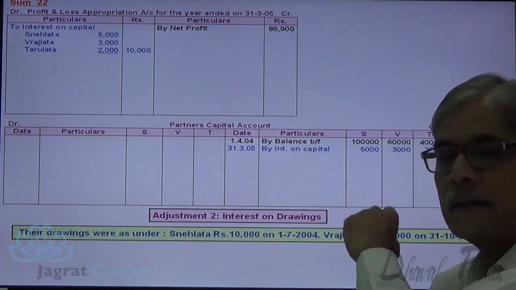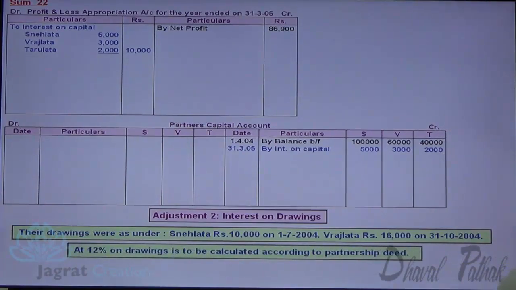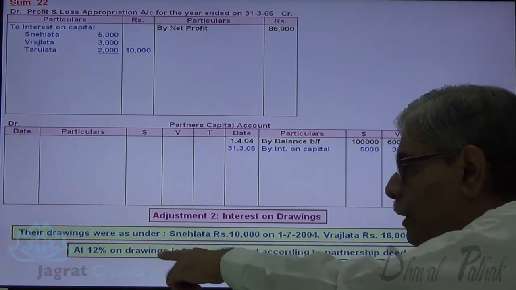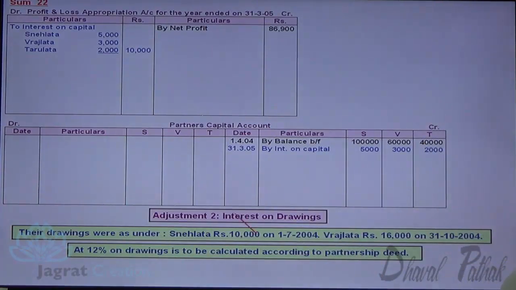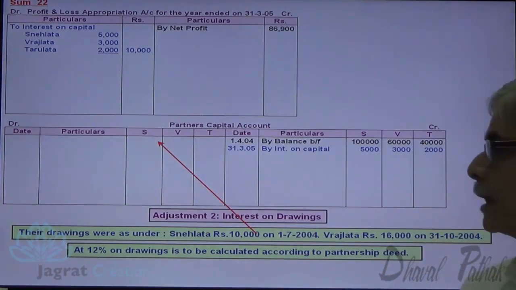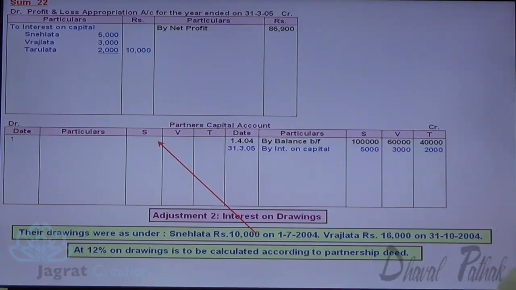Snehalata 10,000 on 1/7/2004. Vratlata 16,000 on 31st of October 2004. 12% interest on drawings is to be calculated. Let us first write down the drawings. 10,000, 16,000.